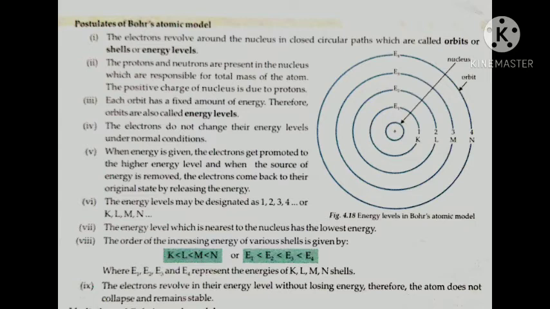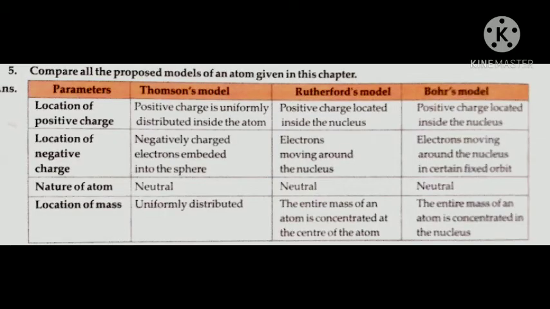The electrons revolve in their energy level without losing energy. Therefore, the atom does not collapse and remains stable. Question number 5. Compare all the proposed models of an atom given in this chapter. Answer: parameters: Thomson's model, Rutherford's model, Bohr's model.